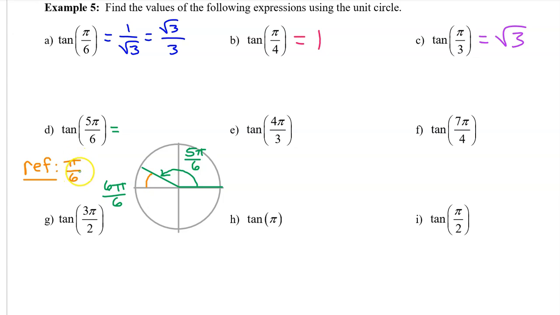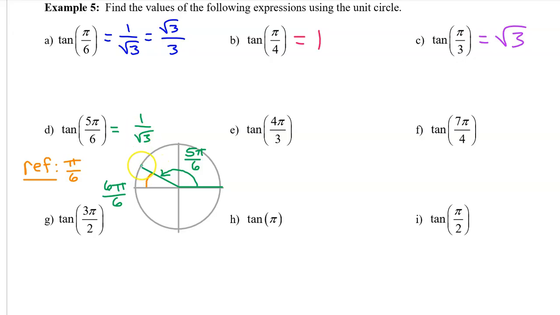This is important because the tangent of 5 pi over 6 will be the same as the tangent of the reference angle pi over 6, except it might be positive or it might be negative. Since we know that the tangent of pi over 6 is 1 over radical 3, or I could have said radical 3 over 3, the tangent of 5 pi over 6 will either be 1 over radical 3 or negative 1 over radical 3.